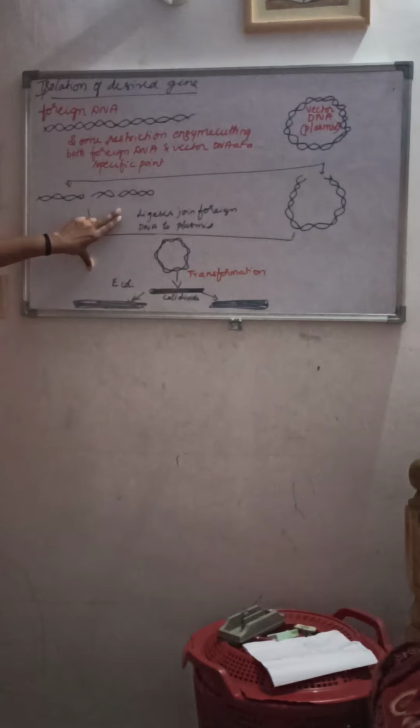So here the ligase will join the foreign DNA to the plasmid. As we know, ligases are molecular stitchers which are used to join. You can see how it is joined, right? You can see in this diagram how it has been joined.